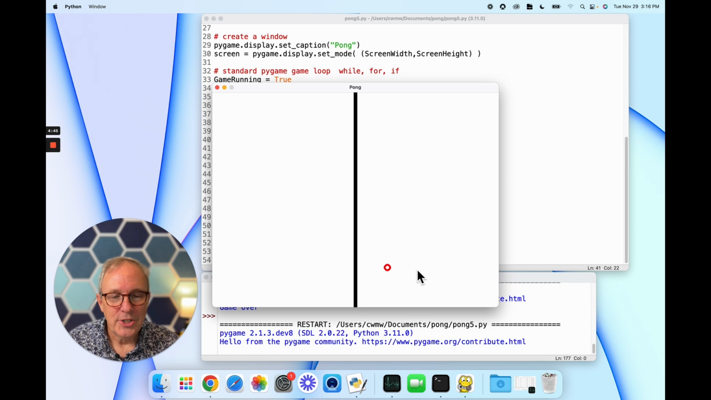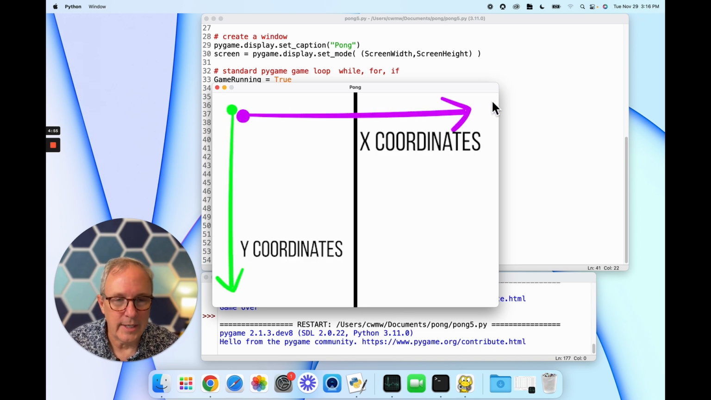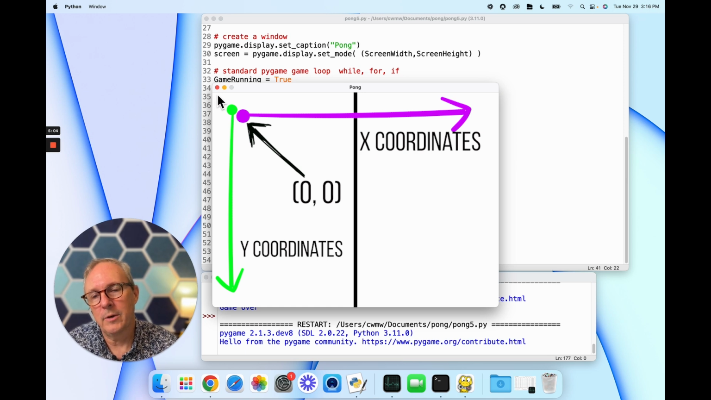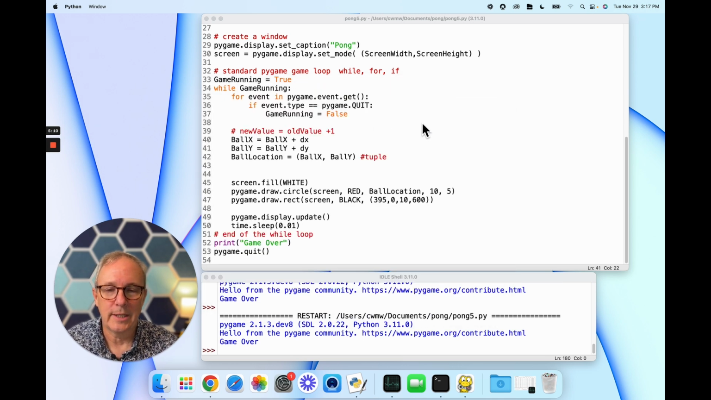Okay, so now notice how the ball sort of hits this bottom line first. Now, the x coordinates go across and the y coordinates go down. X coordinates go across, y coordinates go down. And remember, 0, 0 is up here at that upper left-hand corner. So we'll take a look at this.